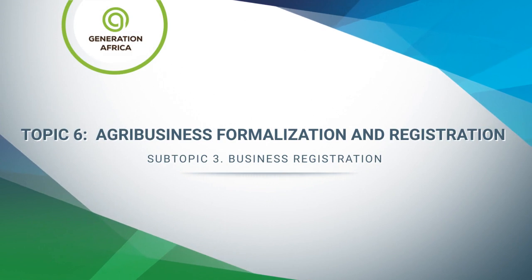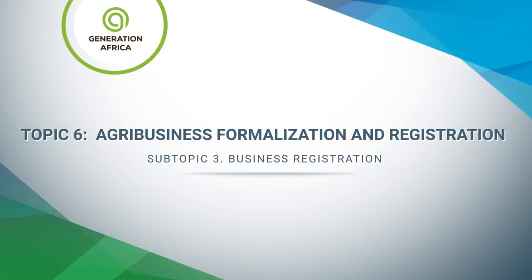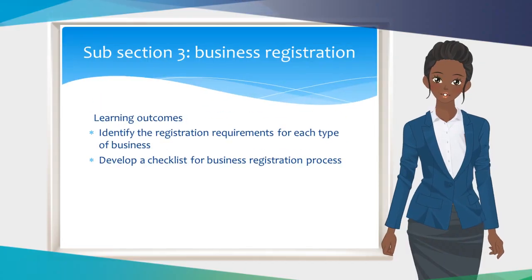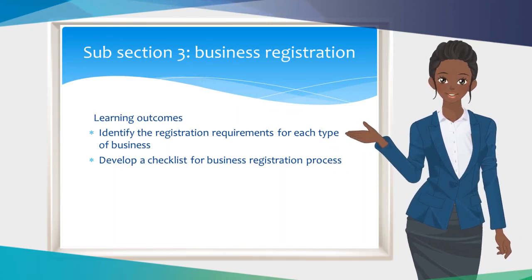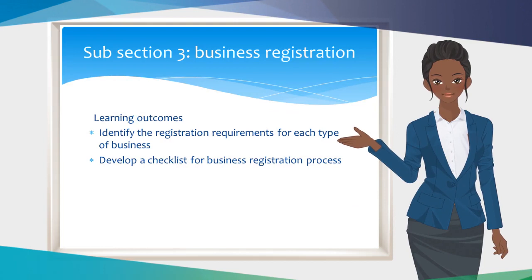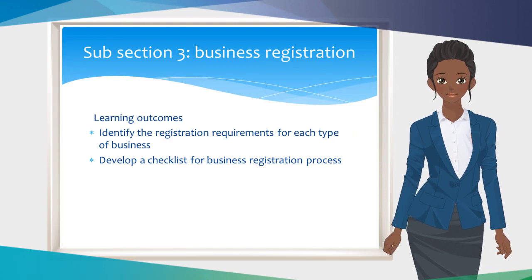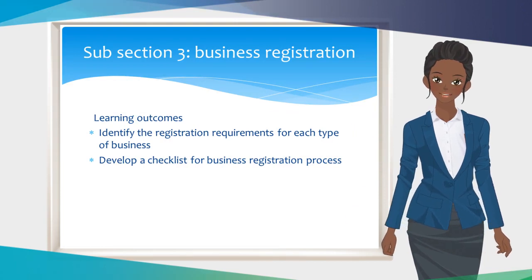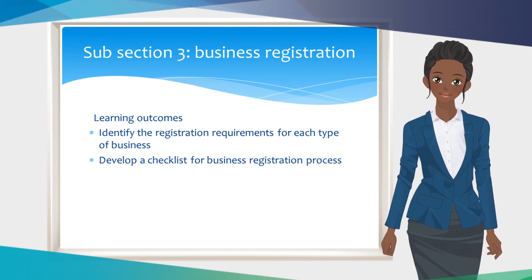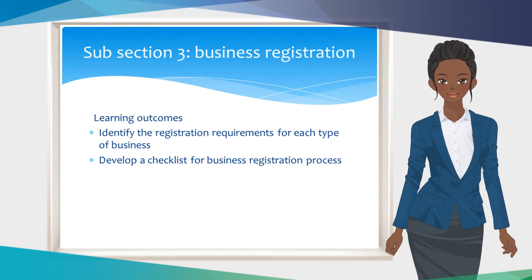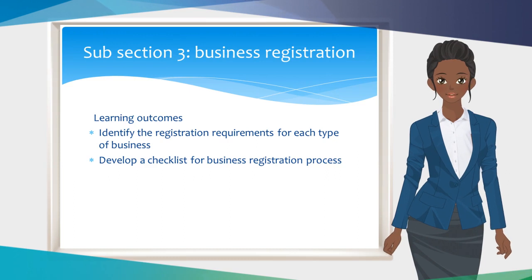Business registration. Subsection 3. Business registration. We are now going to talk about the registration of the business. The objectives for you as a learner are to identify the registration requirements for each type of business, to develop a checklist for business registration process.